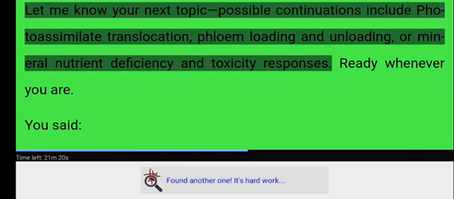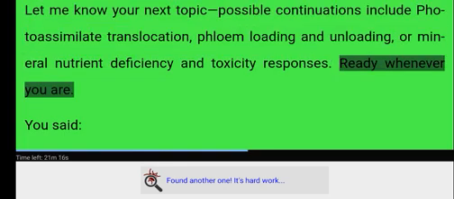Let me know your next topic. Possible continuations include photosynthate translocation, flow and loading and unloading, or mineral nutrient deficiency and toxicity responses. Ready whenever you are.